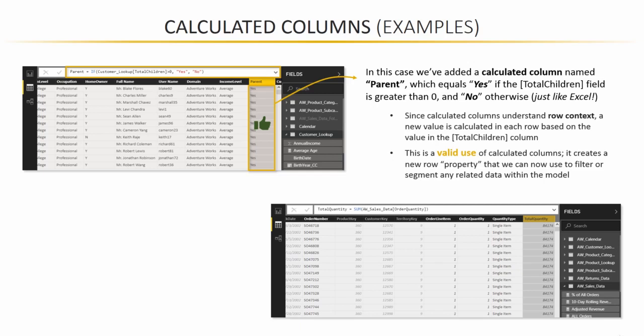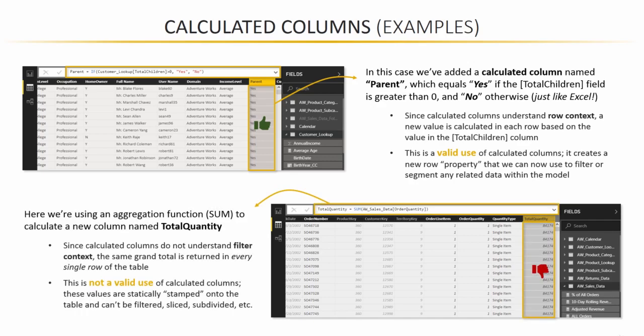Now remember, since this calculated column understands row context, a new value is calculated in each row based on the associated value in the total children column. So what we're doing is cycling row by row by row, looking at the row context and returning the proper value based on the formula. So this is a valid use of calculated columns. Creates a new row property that we can now use to filter or segment any related data within the model. So we can grab that parent field, pull it into a visual, and break down our numerical metrics or values to compare data for parents versus non-parents.